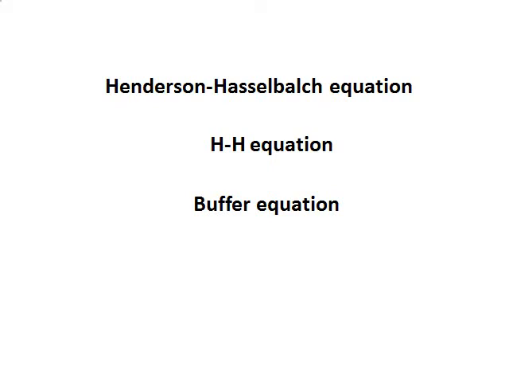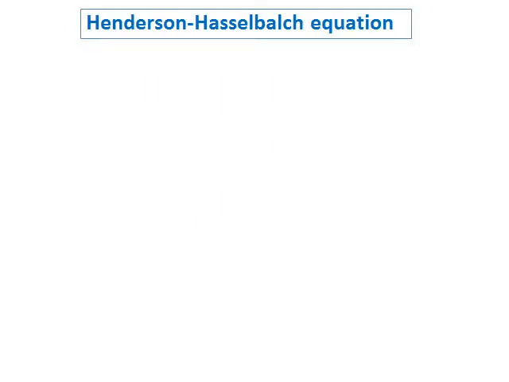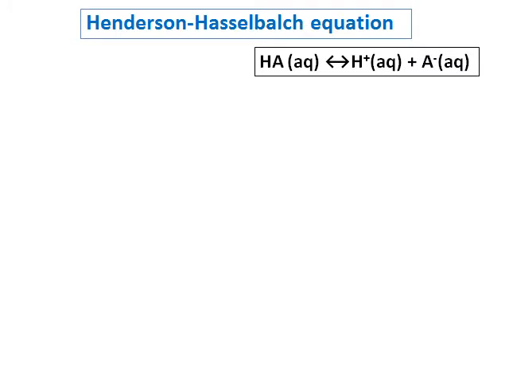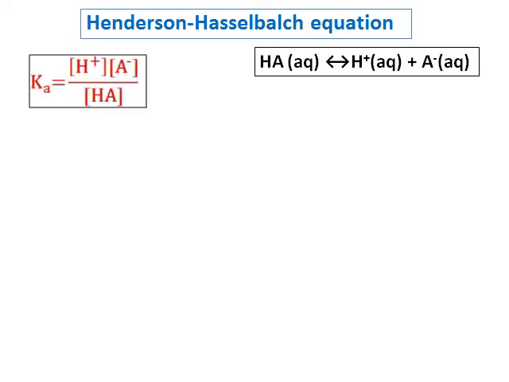So we are going to learn about the Henderson-Hasselbalch equation. This is also referred to in some books as the HH equation, and commonly students call it the buffer equation also. So let's just see what the Henderson-Hasselbalch equation is. Consider the ionization of a weak acid, HA, giving H+ and A-.